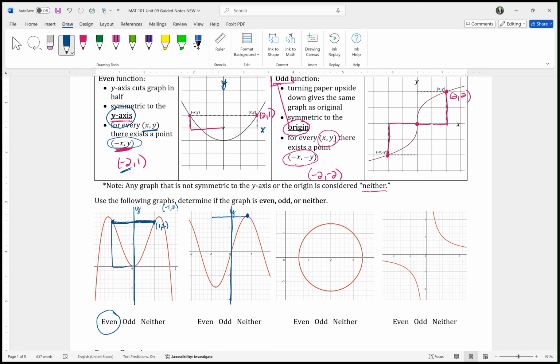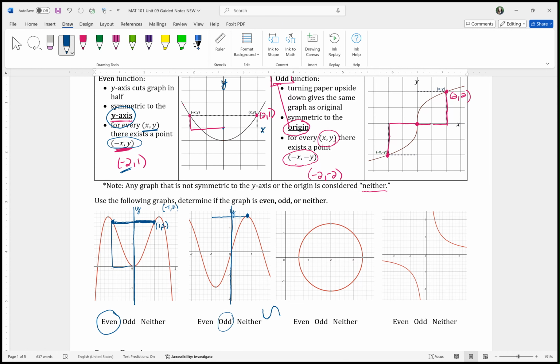Let's check out odd. Odd is if I have this graph and I turn it upside down, does it have the same shape still? And it does. So that's what you're looking for. Like if you were to draw this on your paper, turning it upside down should look the same. So if it looks the same, that is odd.